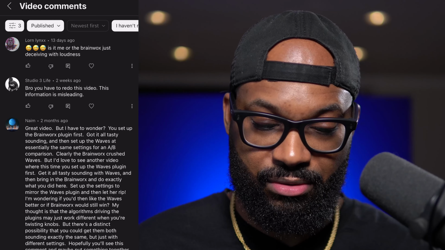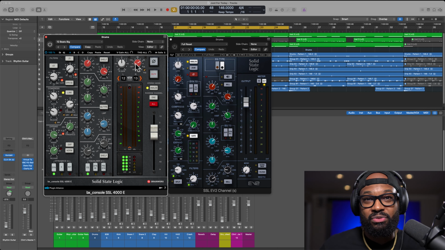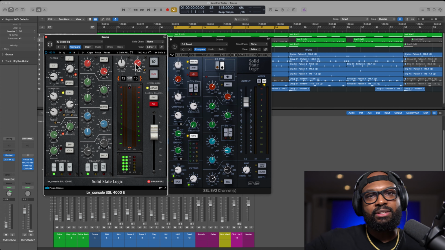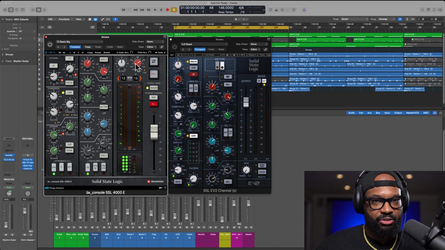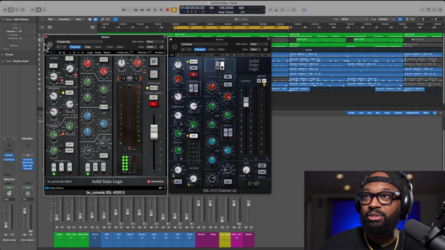Now, one of the main things that people pointed out was this BX Console SSL 4000E had a massive boost in gain right here. That's what it appears to be. But this V gain on the Brainworx Console SSL 4000E is not what you think it is. This isn't your typical gain. When a lot of people hear gain, they think about just boosting the volume, mic gain. You turn the gain up, you get a whole bunch of extra volume. That is not what V gain is on this particular plugin.